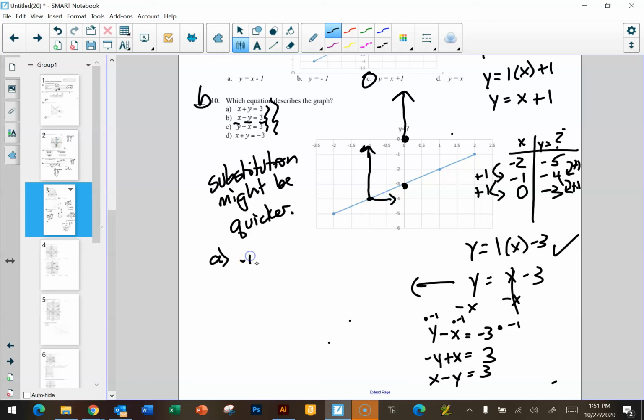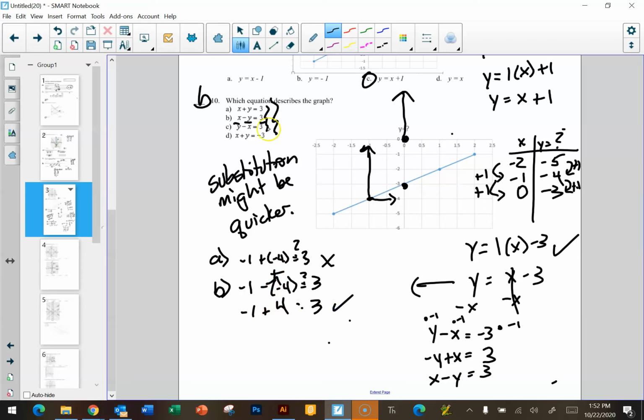So -1 for the x, plus a -4 for the y. Does that equal 3? -1 minus 4 equals -5, so that doesn't work, right? How about for b? X minus y is the one we know it is, so let's just try it. Let's go -1 minus -4, and does that equal 3? Well, -1 plus, because this is a plus, 4 equals 3. That one checks out, so we know right away.